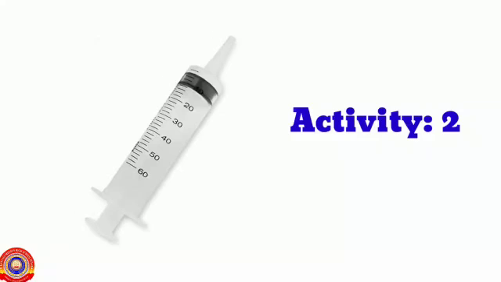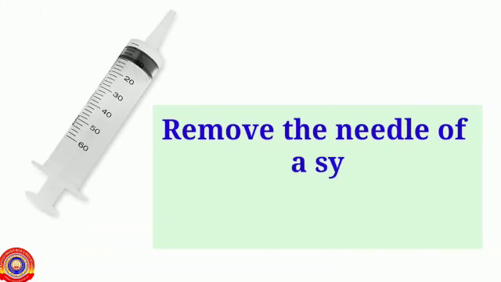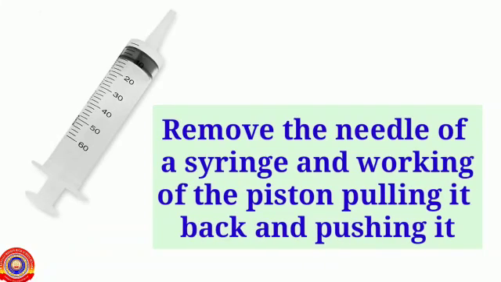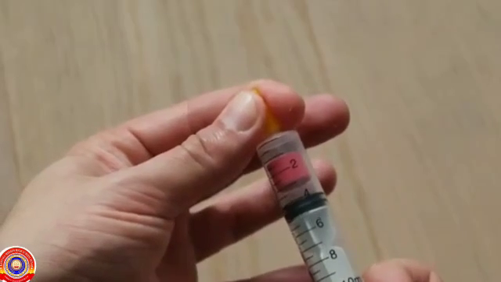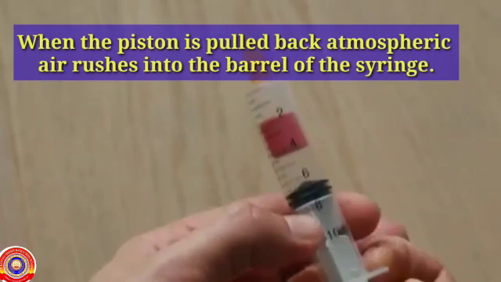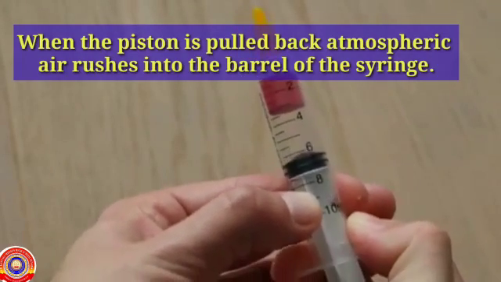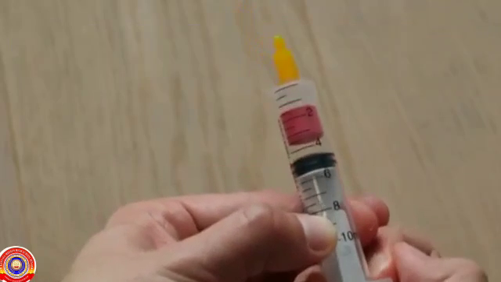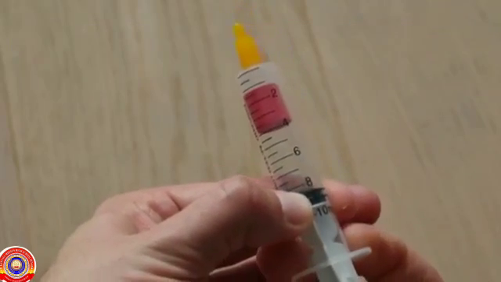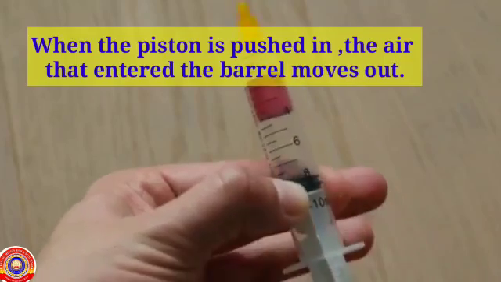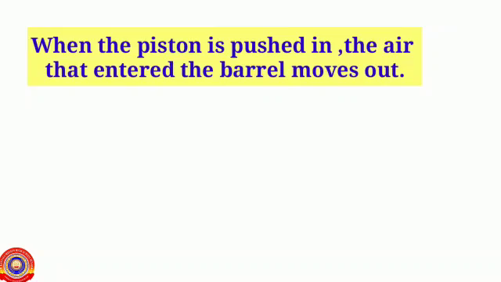Let's see another activity related to this. Remove the needle of a syringe and observe the working of the piston, pulling it back and pushing it. What happens? When the piston is pulled back, atmospheric air rushes into the barrel of the syringe. When the piston is pushed in, the air that entered the barrel moves out.